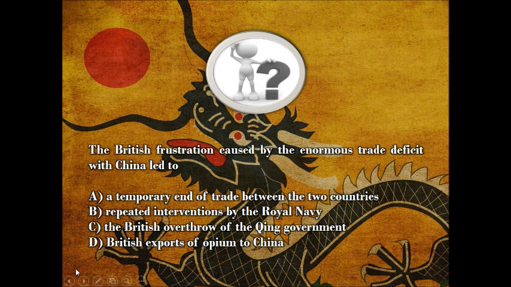The British frustration caused by the enormous trade deficit with China led to A. A temporary end of trade between the two countries. B. Repeated interventions by the Royal Navy. C. The British overthrow of the Qin government. D. British exports of opium to China. The answer is D. British exports of opium to China.